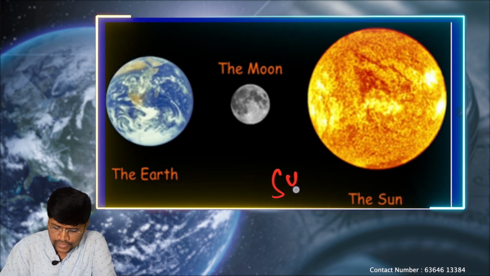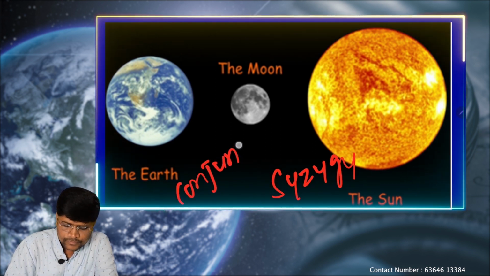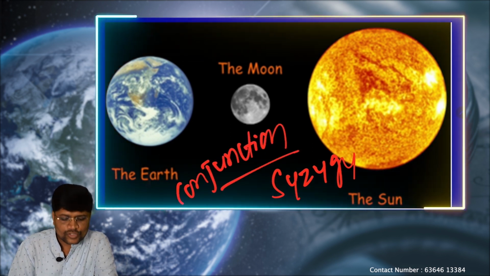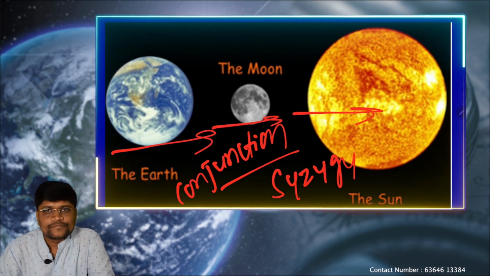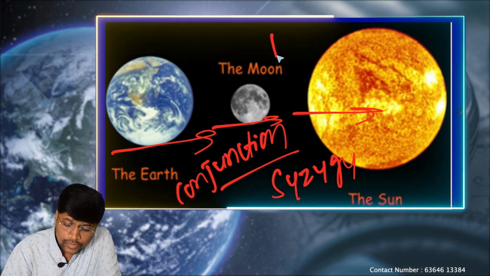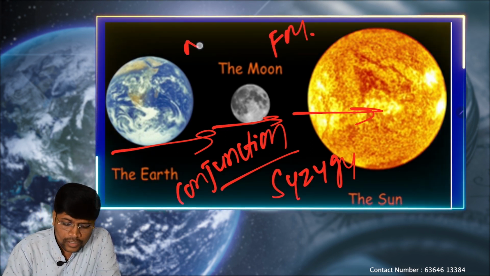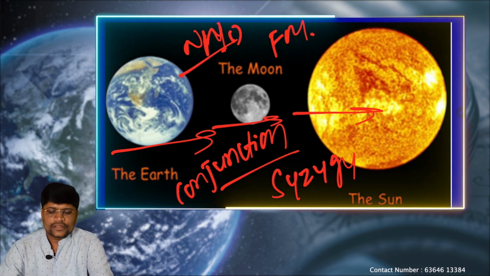Let's see what this syzygy refers to. The word syzygy or conjunction refers to when all three, earth, moon and the sun, are in a straight line. This is possible only on 2 days in a month, that is, only on the complete full moon day or completely on the new moon day. So only in this condition is there a possibility.